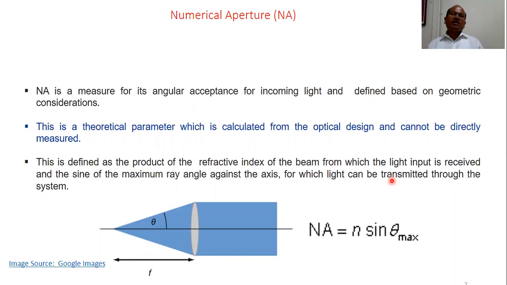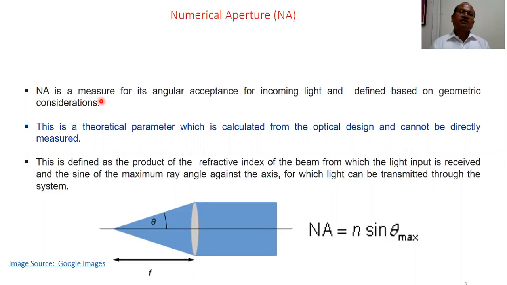As we can see, the definition of numerical aperture: it's a measure for angular acceptance for incoming light, and numerical aperture is defined based on geometric considerations. The geometric considerations of the material are considered. What do we mean by geometric considerations? We'll see in the derivation of numerical aperture, but it is the measure of angular acceptance.